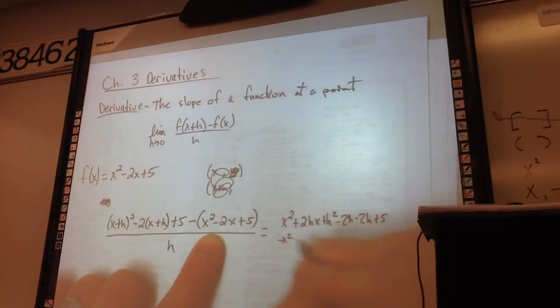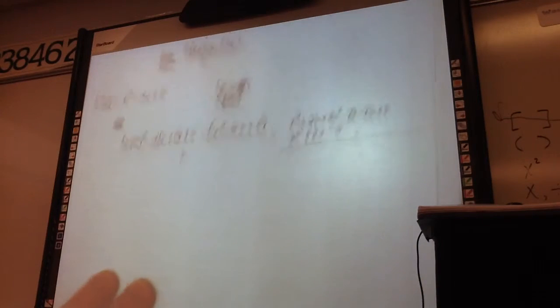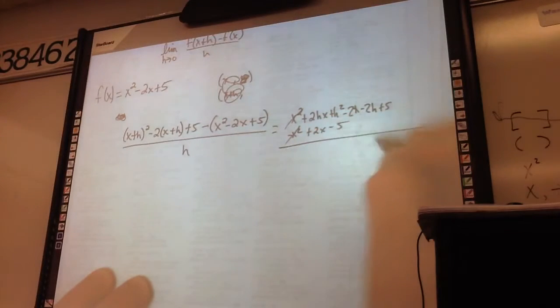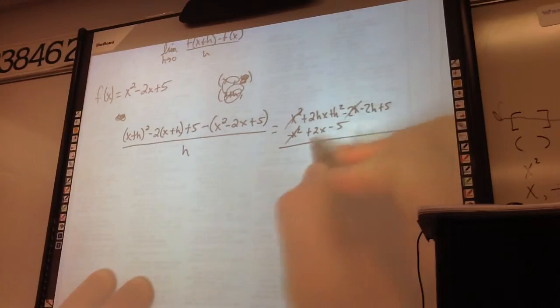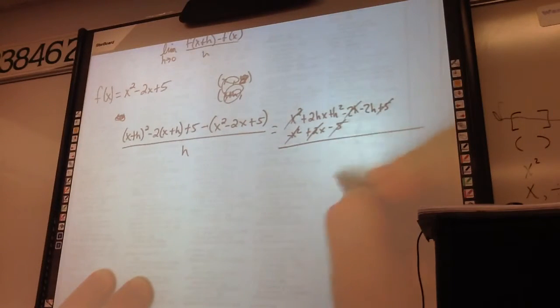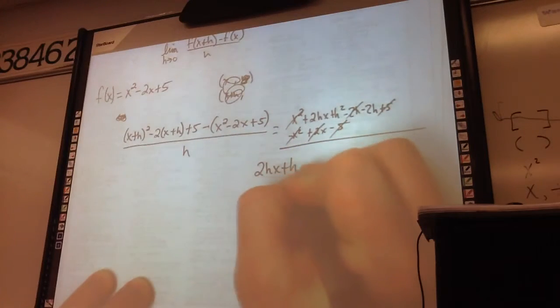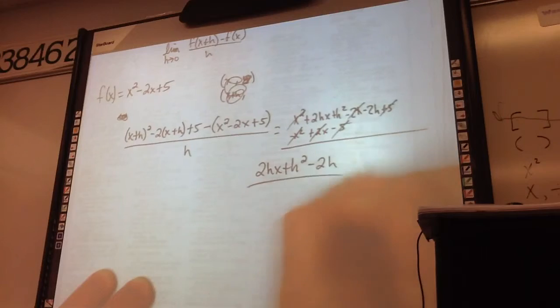Minus x squared plus 2x minus 5. I just wrote them all over the place. So x squared and x squared are gone. Negative 2x and 2x, 5 and 5. You should get 2hx plus h squared minus 2h, over h.